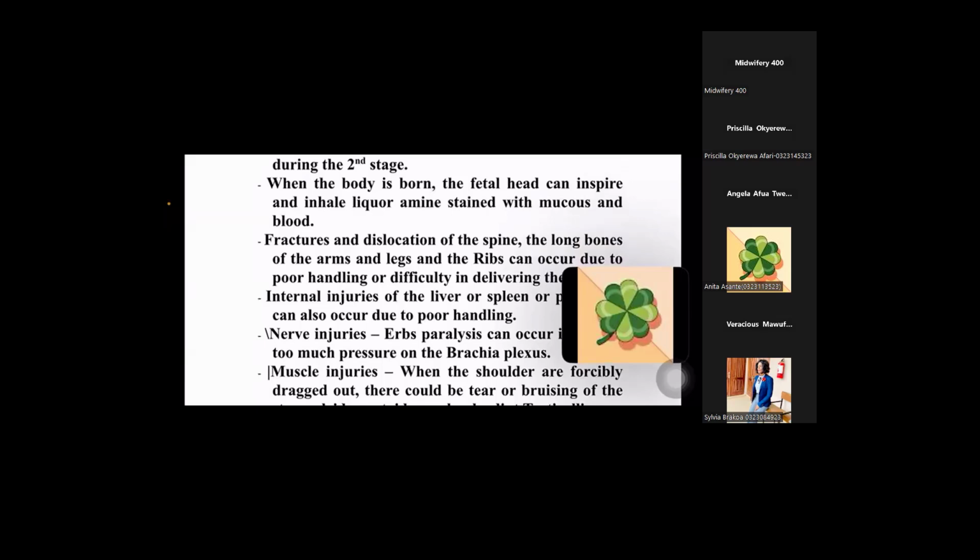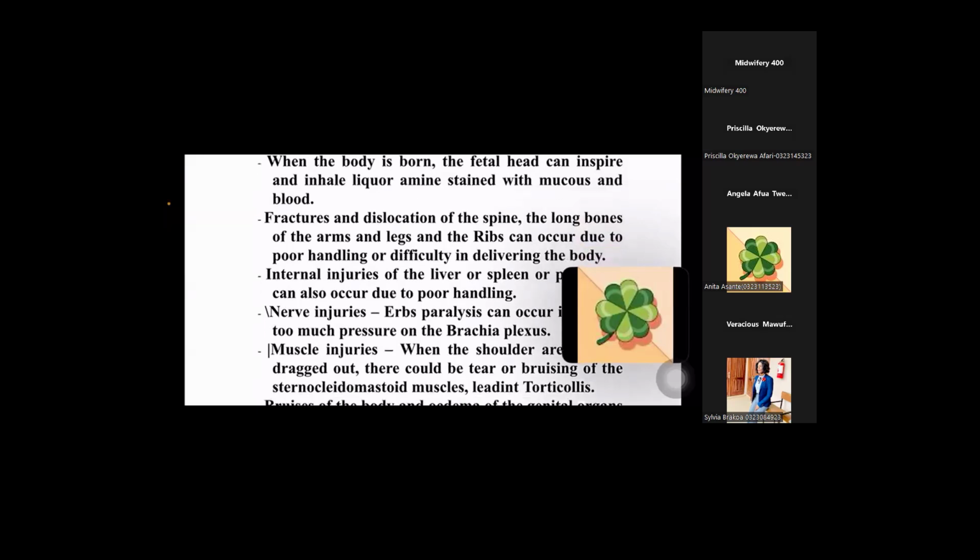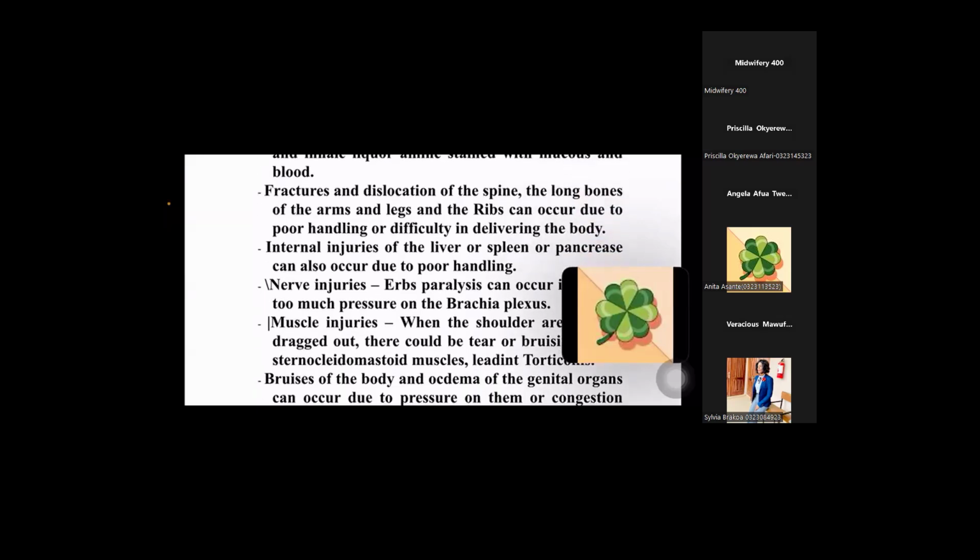Another point also said that fractures and dislocation of the spine, the long bones of the arms and the legs, and the ribs can occur due to poor handling or difficulty in delivering the body. I think difficulty in delivering the head, not the body. Please, with this one, is the explanation clear? Or is the point clear? Or do we need explanation?